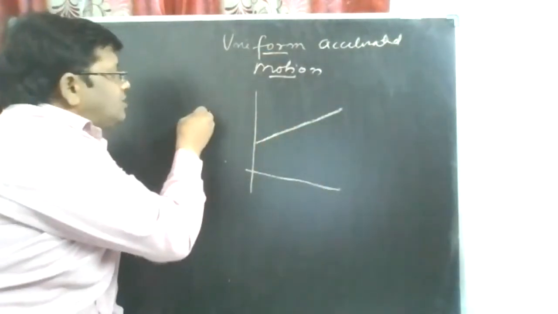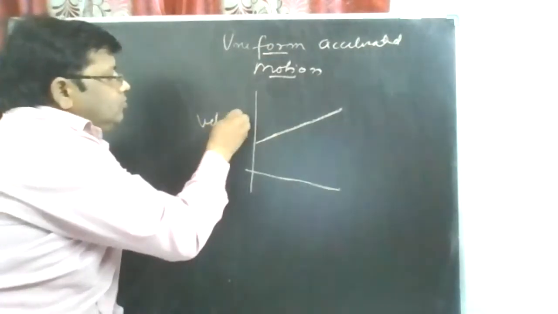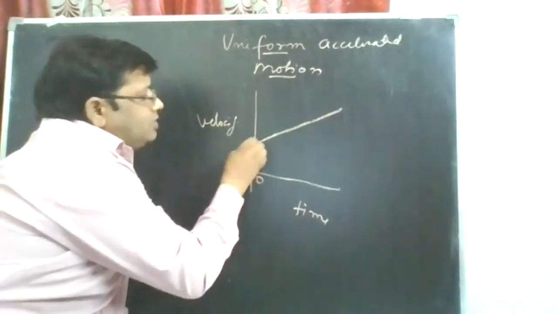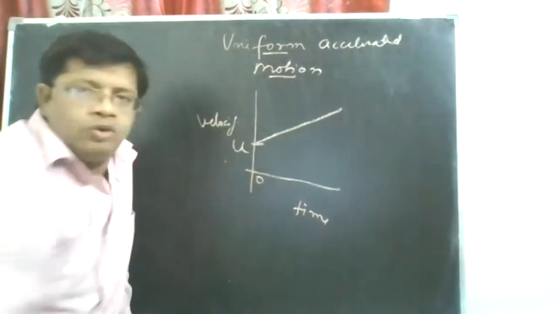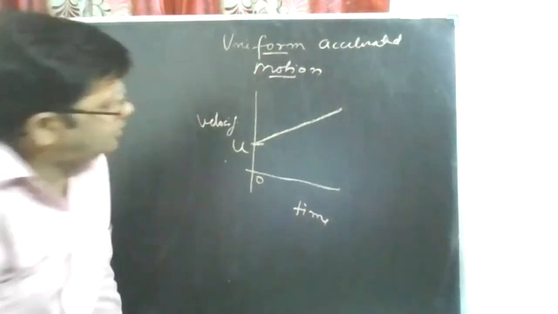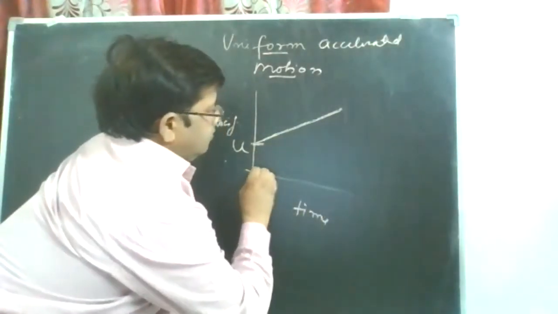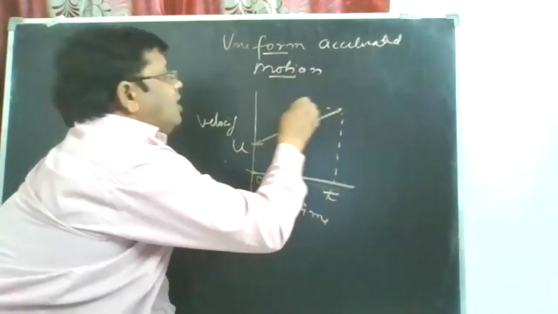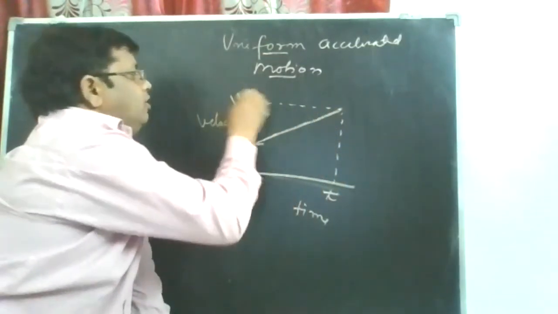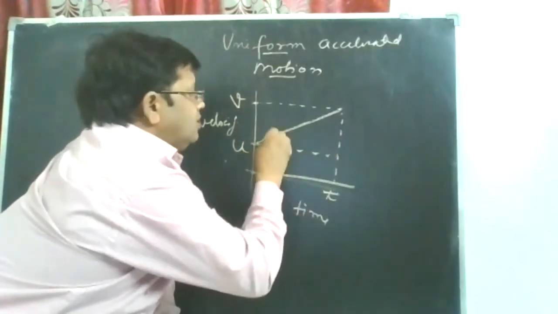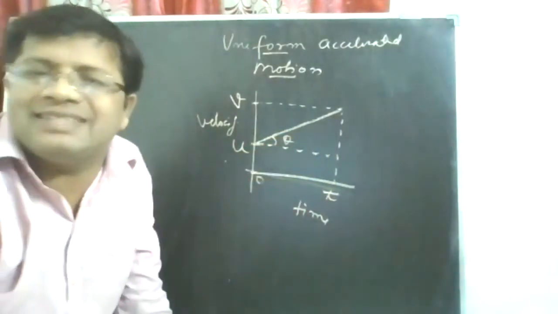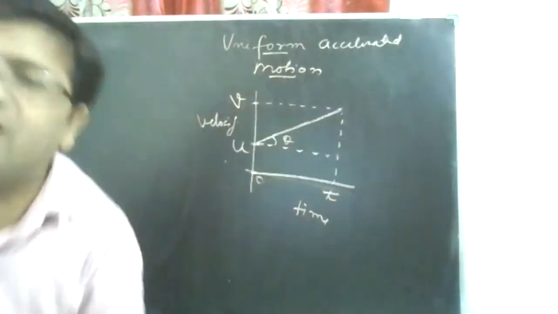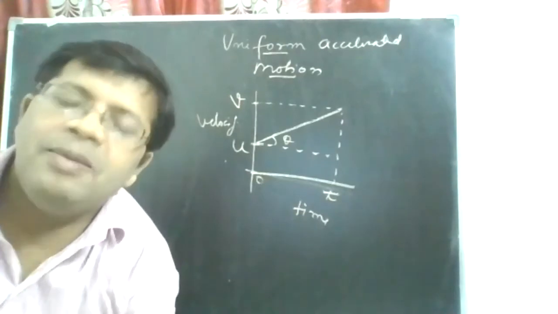This is the velocity axis. This is the time axis. At time 0, what is the velocity? U. And at time t, what is the final velocity of the body? V. Now you know that beta, slope of the graph represents acceleration. Why is it called uniform? Because the slope of the graph remains constant.